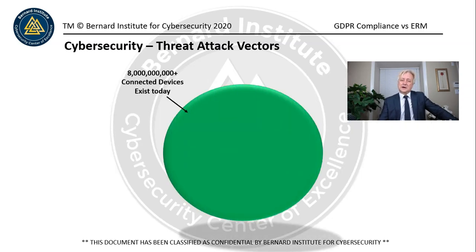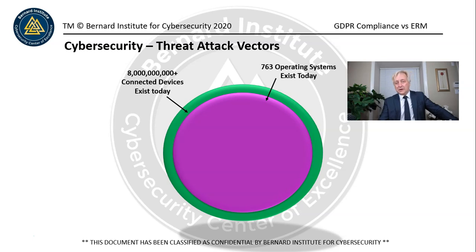Okay, let's talk about the cybersecurity threat attack vectors. So did you know that there's over 8 billion connected devices? Internet of Things is growing rapidly. Did you know that there's 763 operating systems? I didn't know that until I went to work in the pharmaceutical business, and then I realized that some of the manufacturing equipment that's built and protected for many generations behind secure, hard exteriors run very dilapidated, if you like, or low-level operating systems.